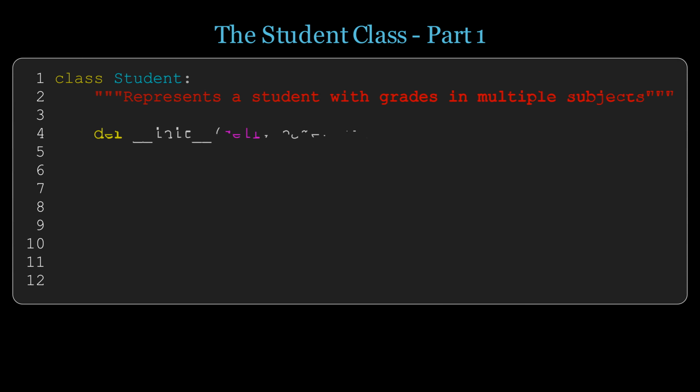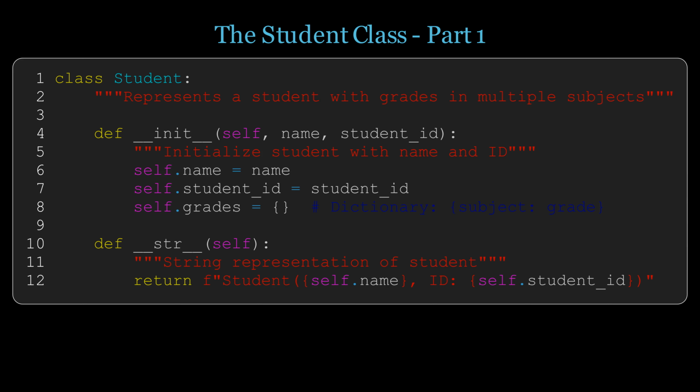Let's start building. The heart of our system is the student class. This class will encapsulate all student data and behavior using object-oriented programming principles. We'll use the init method to initialize student data, store grades in a dictionary, and add methods to manipulate that data. Here's the foundation of our student class.